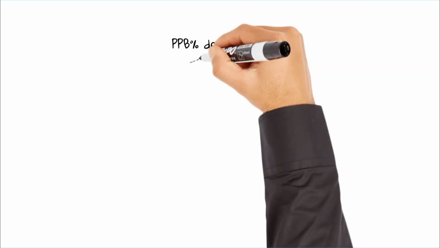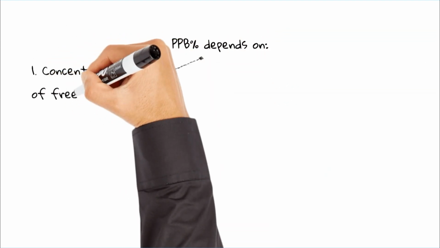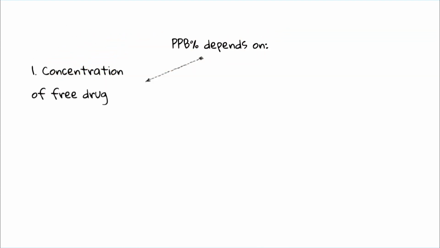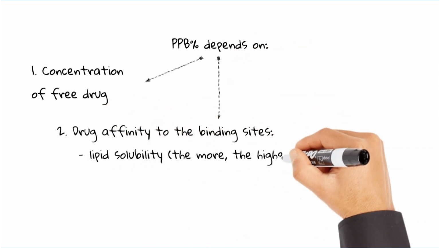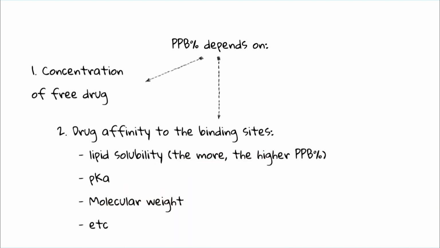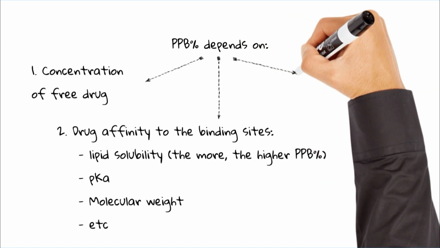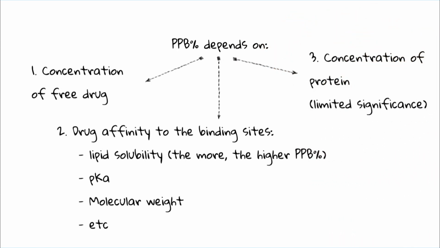The amount of a drug that is bound to protein depends on three factors. 1. The concentration of free drug. 2. Its affinity for the binding sites, which depends on molecular weight, pKa, lipid solubility, etc. In general, the degree of protein binding increases with the hydrophobic character of the compound. 3. The concentration of protein.